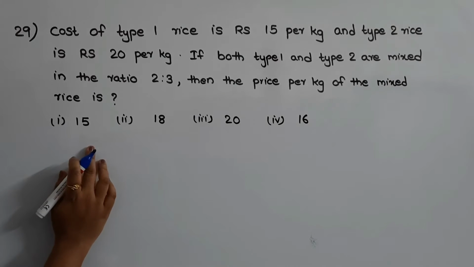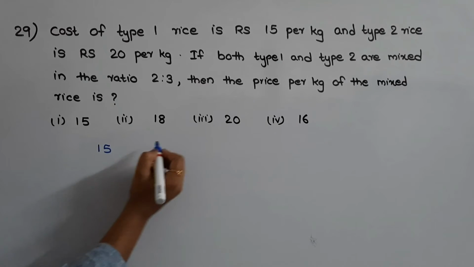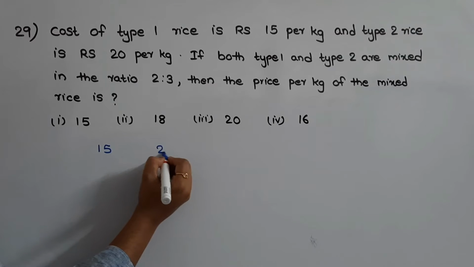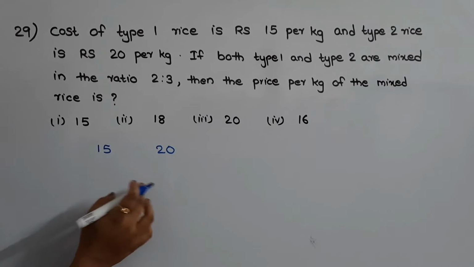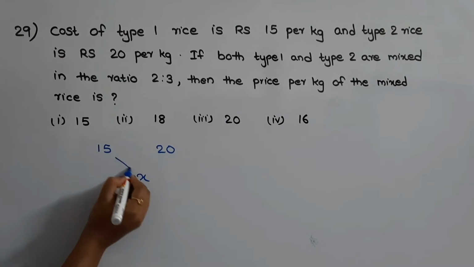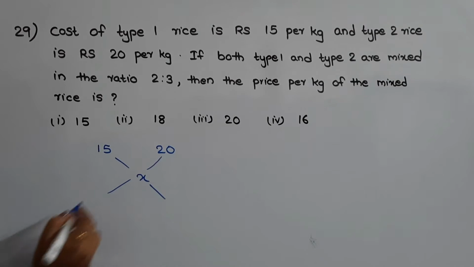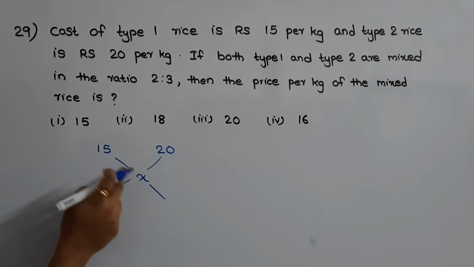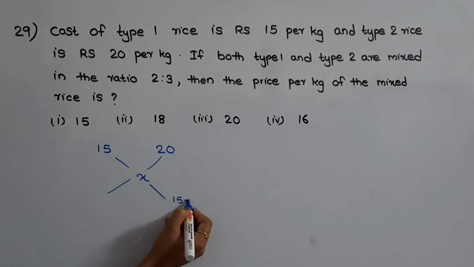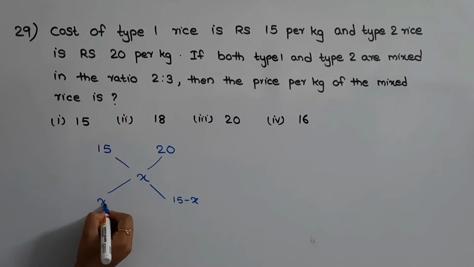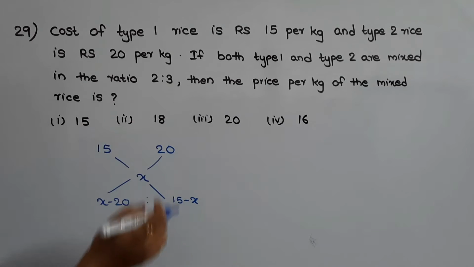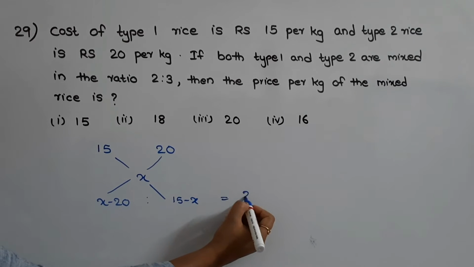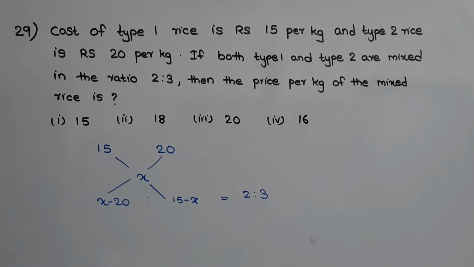First of all we need to write down the cost of first type of rice, that is 15. Then here we need to write down the cost of second type of rice, that is 20. In the middle we need to write down the cost of the rice after mixing, which we need to find out. So let us take it as X. Now we need to take the differences diagonally. So here this will be 15 minus X and this will be X minus 20. This ratio should be equal to the given ratio in the question, that is 2:3.